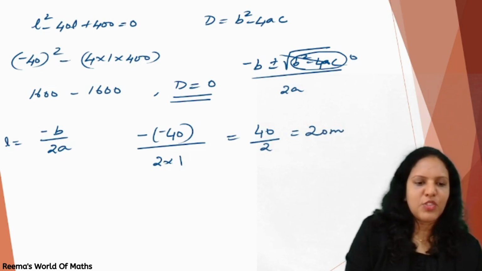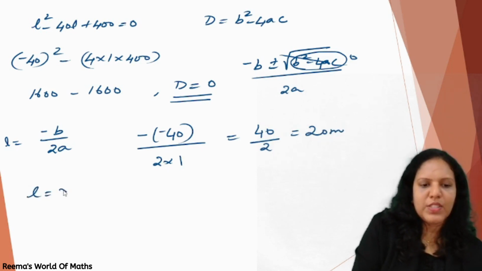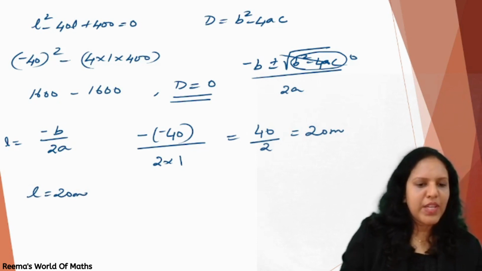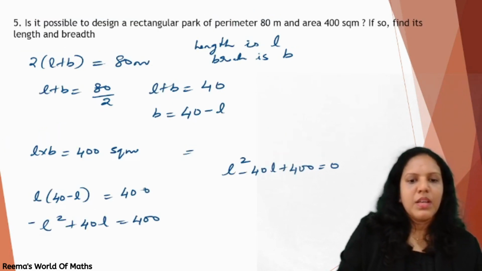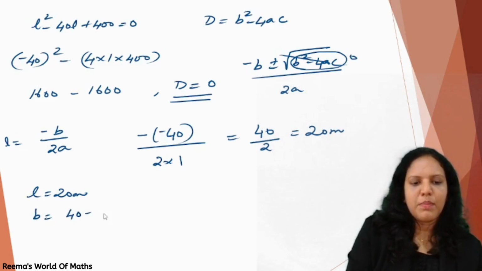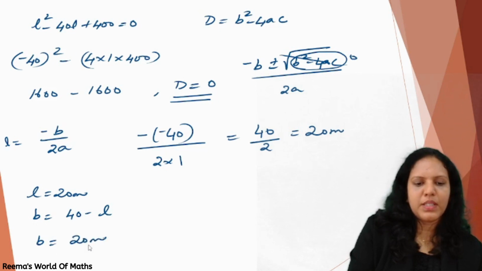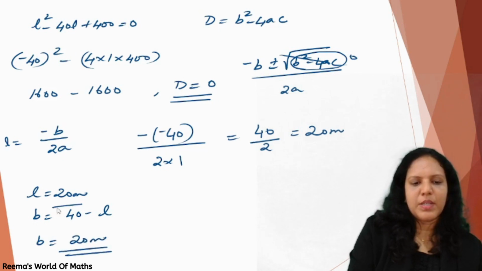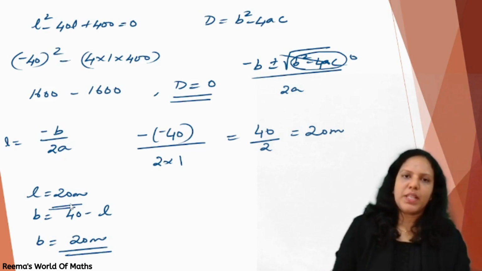So length L equals 20 meters, and we are given B is equal to 40 minus L. We know breadth is equal to 40 minus L, so breadth will also equal 20 meters. So length is 20 meters and breadth is also 20 meters.